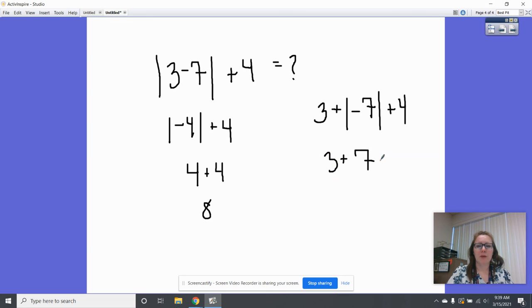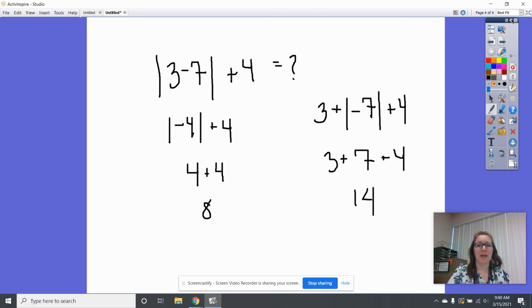So now I just have 3 plus 7 plus 4. Notice how it's different than what I had before. 3 plus 7 is 10, plus 4 is 14. So notice that having the absolute value in different places changes how we solve it and changes what the answer can be. So that is absolute value.